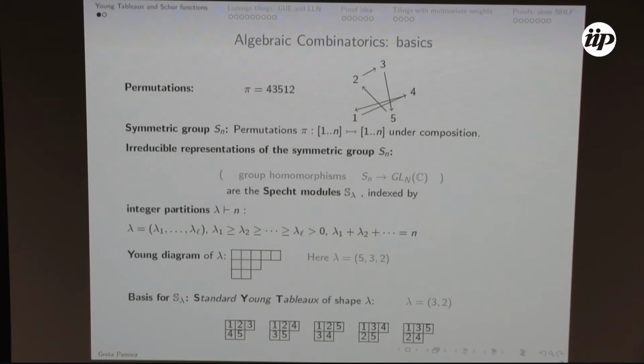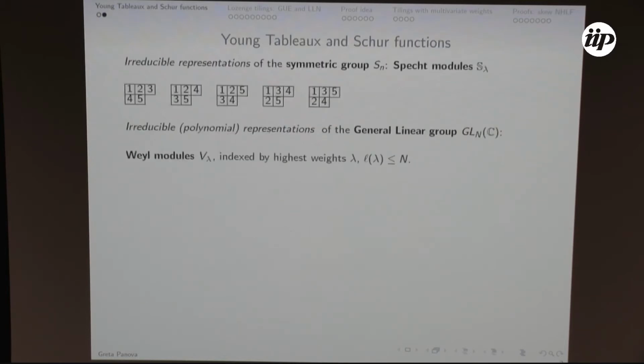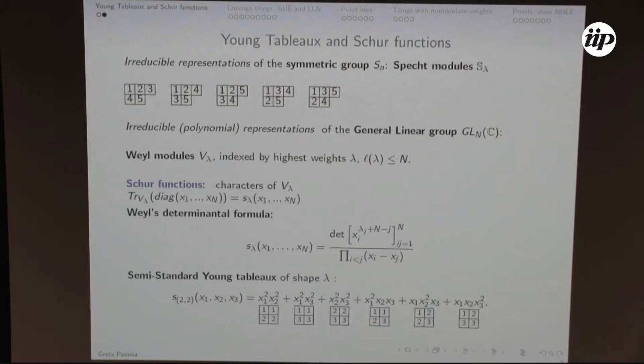And so this is the finite world. If we go to the general linear group, there is some notion of duality, Schur duality, where we can also study the general linear group with similar objects. The irreducible representations of the general linear group are also indexed by integer partitions. This time, the number of non-zero parts is what is limiting us. It's the size of the general linear group here.